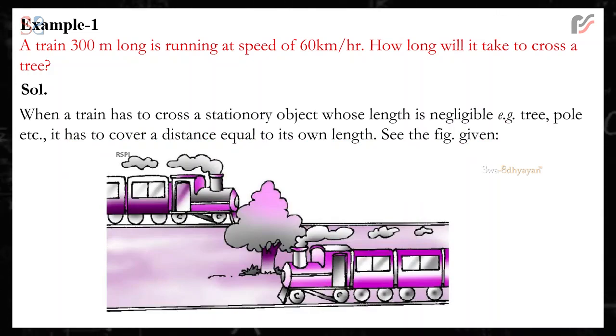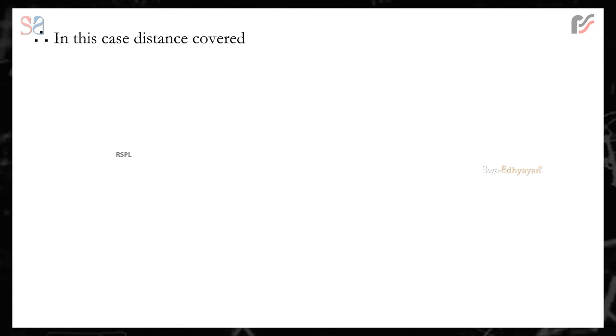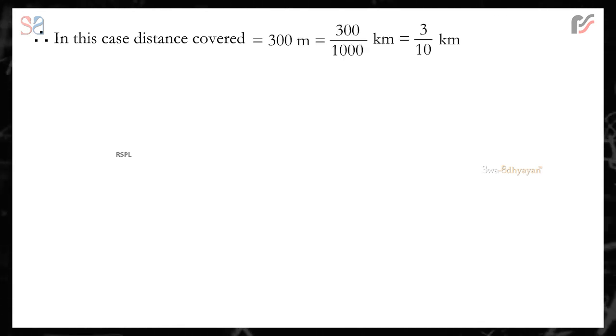Solution. When a train has to cross a stationary object whose length is negligible, for example a tree, pole, etc., it has to cover a distance equal to its own length. See the figure given. Therefore, in this case, the distance covered is equal to 300 meters. This is equal to 300/1000 kilometers, which is equal to 3/10 kilometers. Speed of train is equal to 60 kilometers per hour.